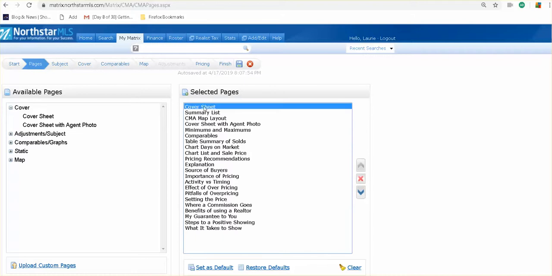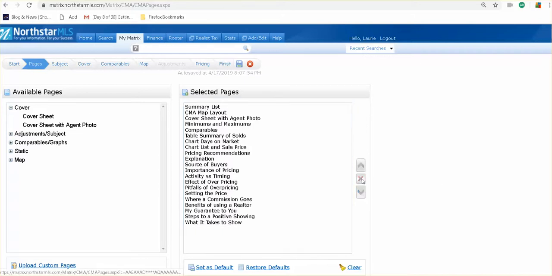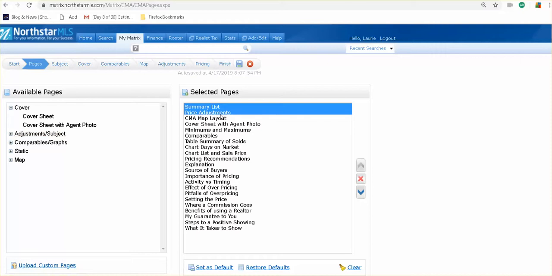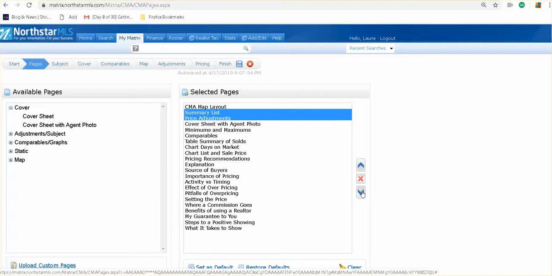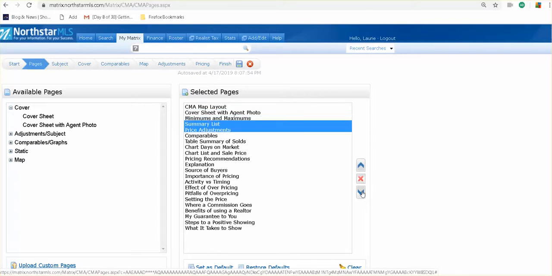So if I have too many, I'm going to X out the ones I don't want. It gives you a choice of cover sheet or cover sheet with agent photo. I've got a summary list that came in under the next tab. So you can see here that it's showing me which ones they brought in, the summary list and the price adjustments. Now, I actually want to bring that down after my CMA map layout and my cover sheet agent photo.